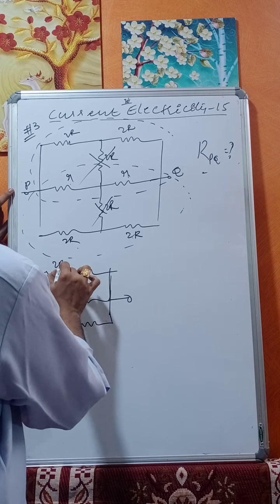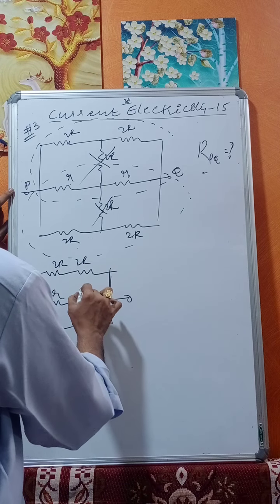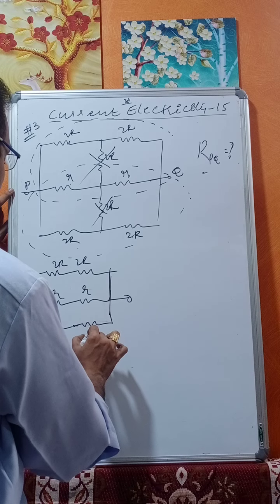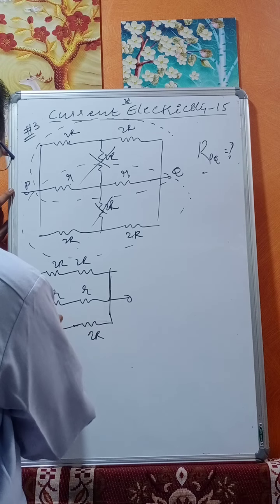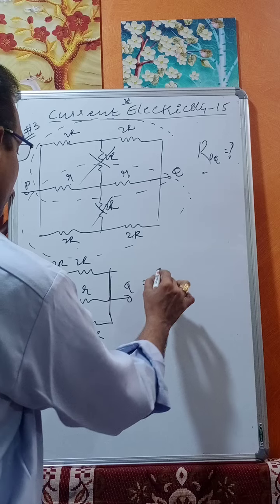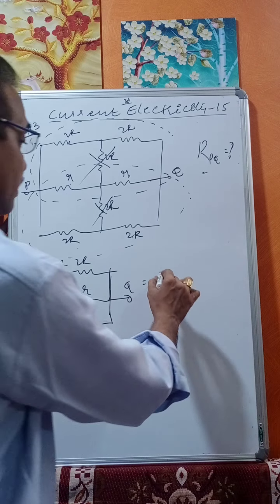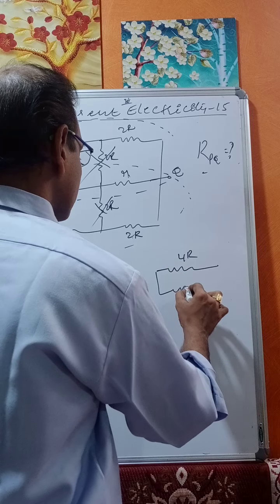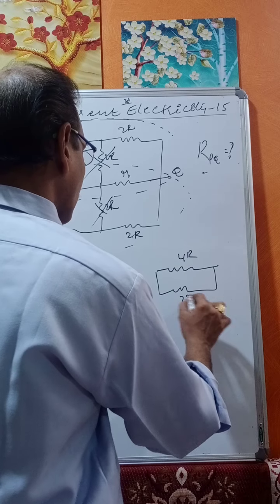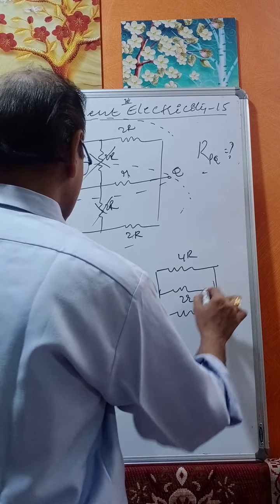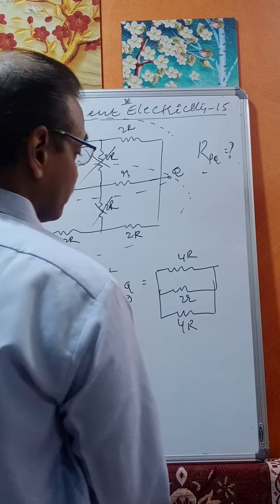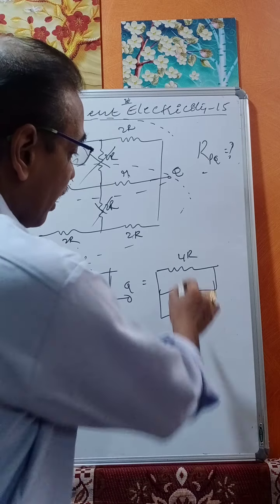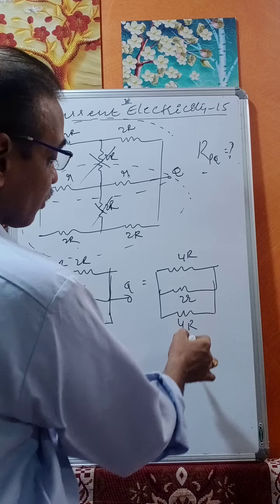This is 2R, 2R, R, R, 2R, 2R. This is P and Q. This is equivalent to 2R in series 2R, 4R. This is 4R. This is 2R. This is 4R. Now 4R in parallel with 4R, 4R in parallel with 2R, parallel to 2R, 4R.